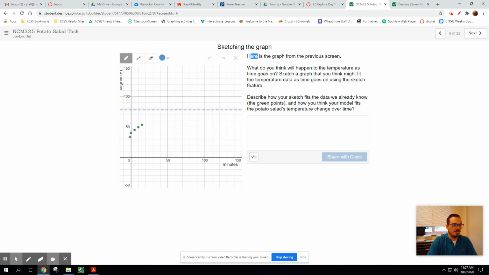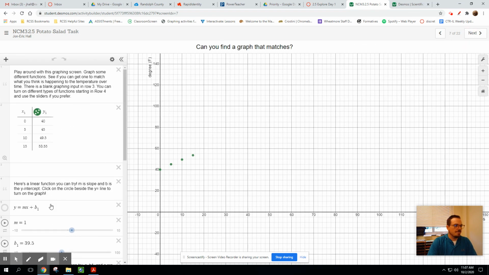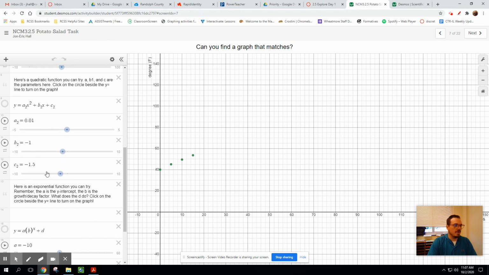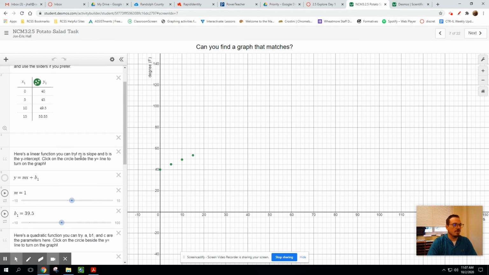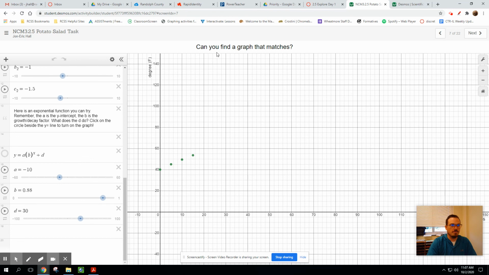Sketching the graph, we would then continue to sketch our graph as we went forward. You can do that with this. So what do you think will happen as the temperature goes on? I think the bacteria is going to kind of go up. Just an idea. Now, that's not completely accurate because I don't know exactly how long, something like that, but it'll go up at a more exponential rate as it is an exponential. And then we've got y equals mx plus b. We've got a quadratic function. We've got an exponential. You're going to sit here and play around with these functions until you can get something that maybe matches what we put from before. It's going to be the exponential.